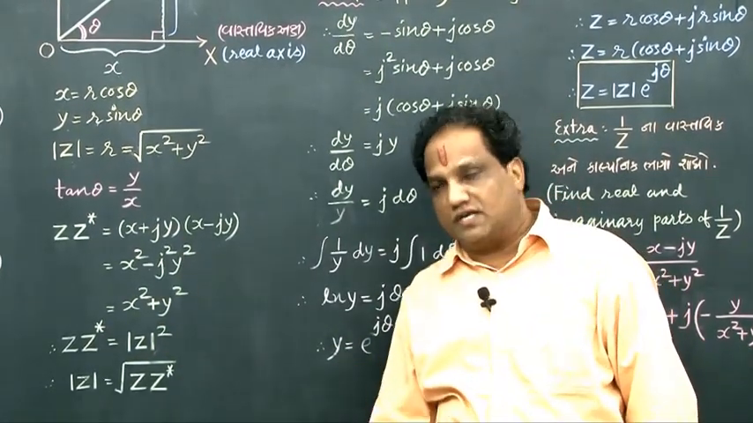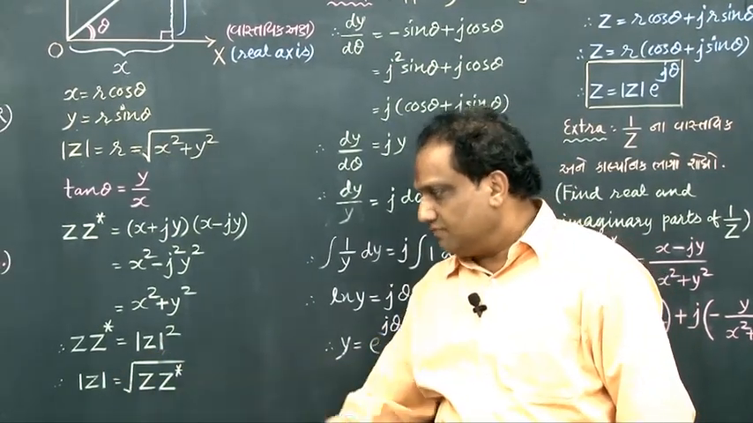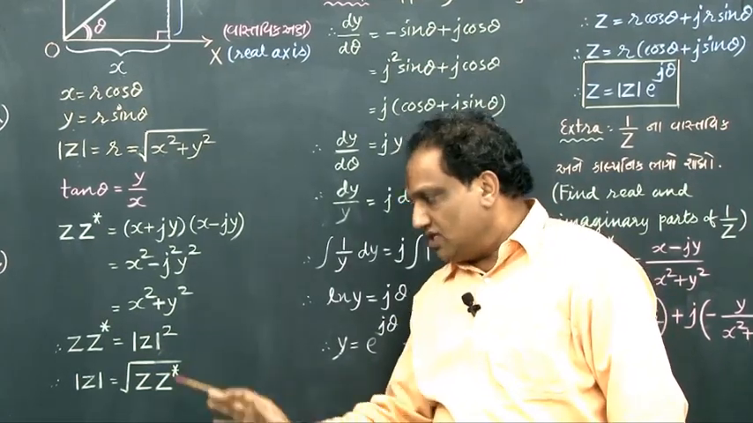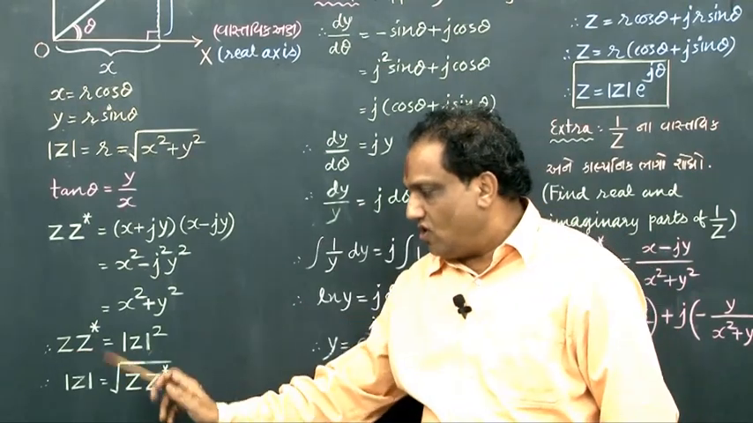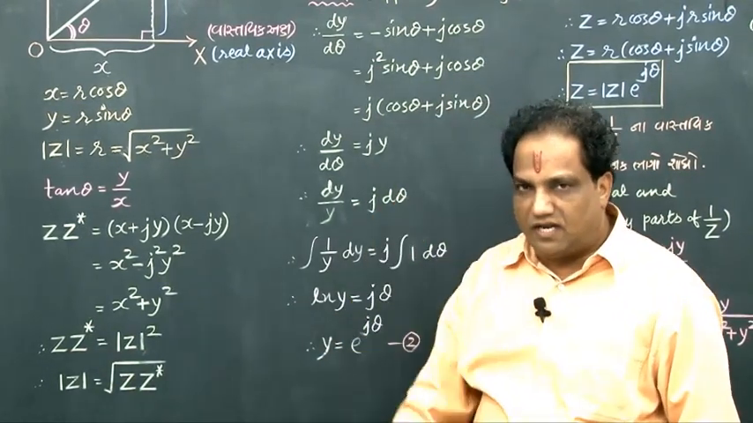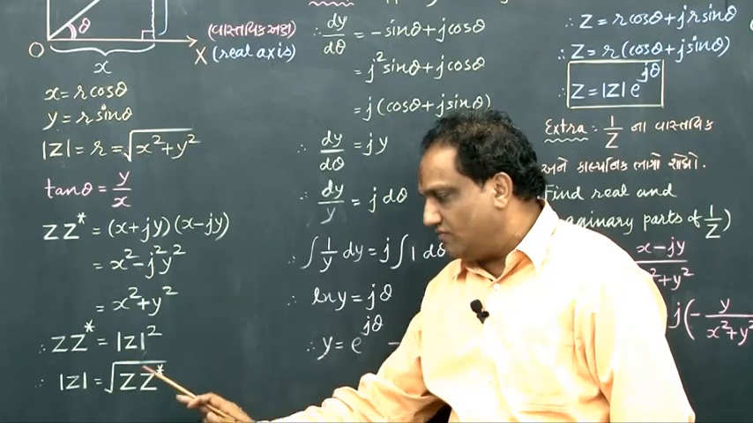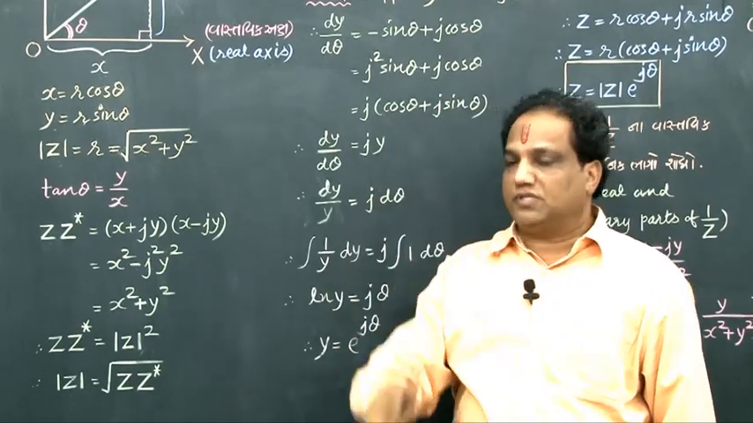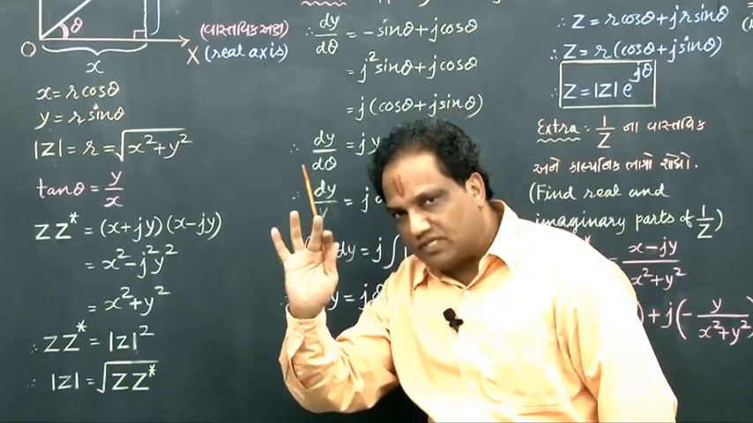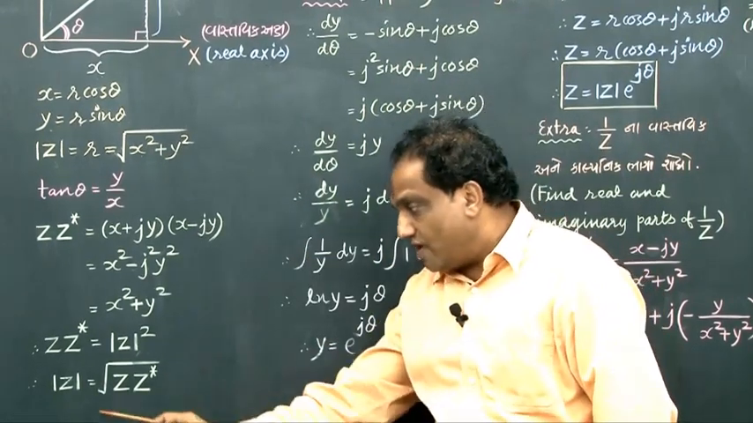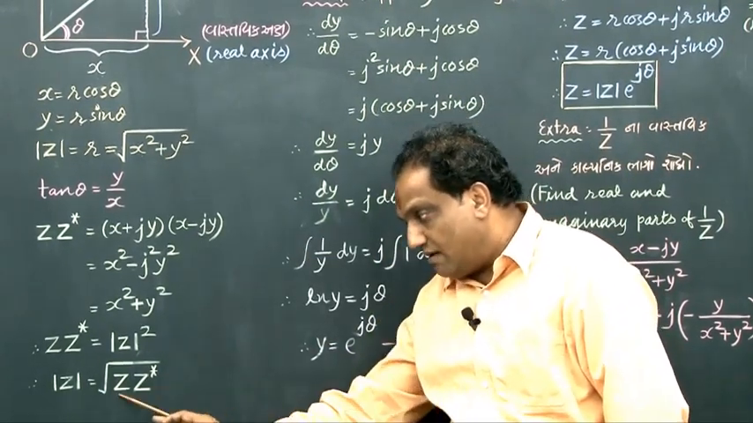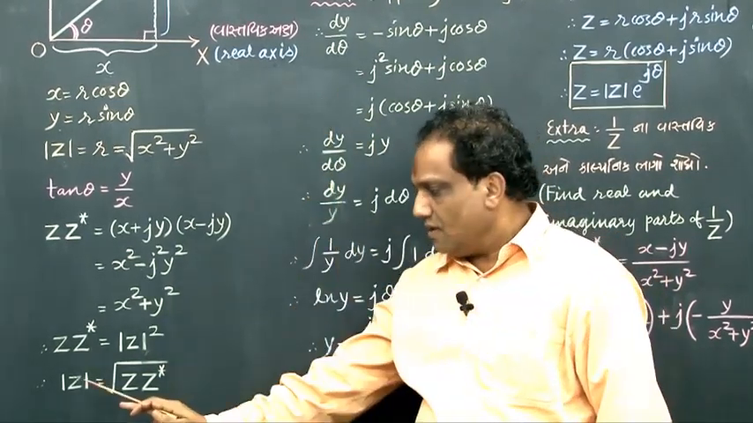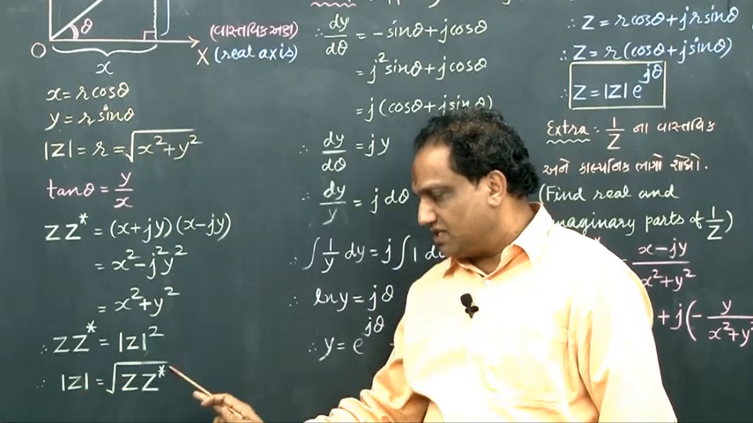Now take square root on both the sides. Square root of this is mod z, and square root of this I have written here as under root of z into z star. Speak out in words. Magnitude of any complex number can always be written as square root of multiplication of that number and its complex conjugate. Fine. Mod z equals under root of z into z star.